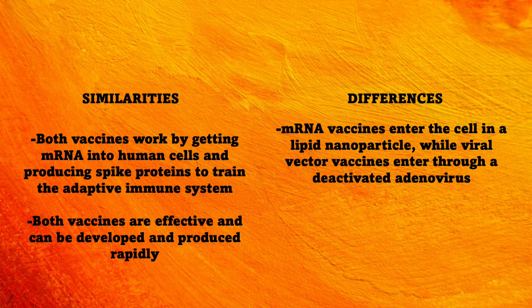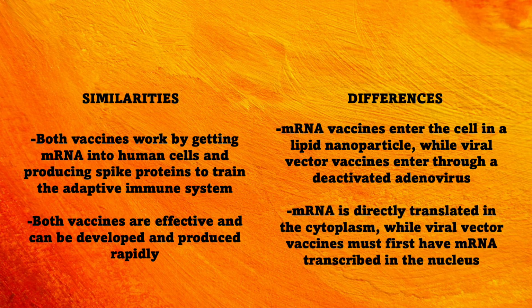And in terms of differences, mRNA vaccines enter the cell in a lipid nanoparticle, whereas viral vector vaccines enter through an adenovirus. Also, in mRNA vaccines, the mRNA is directly translated once it's in the cytoplasm, whereas in viral vector vaccines, the DNA must first be transcribed into mRNA, which can then be translated into the spike proteins.